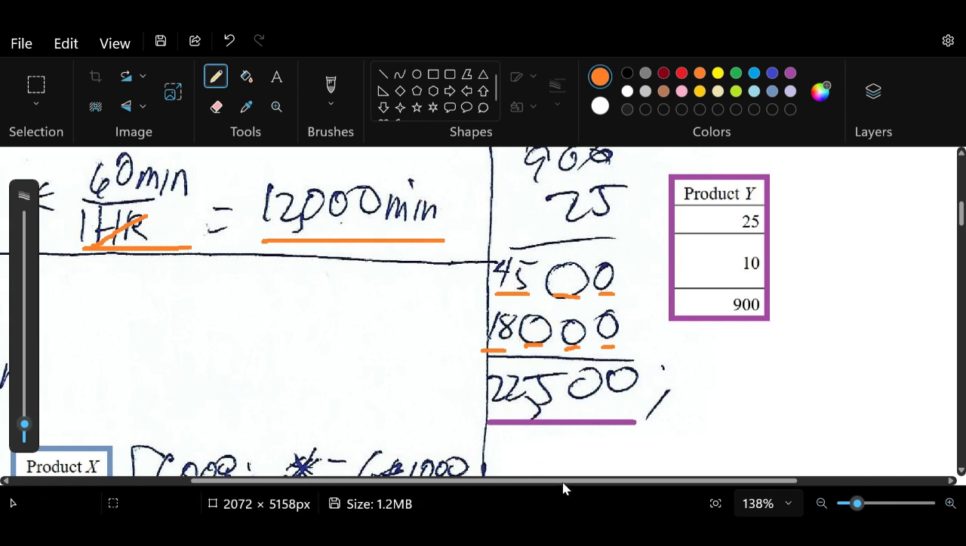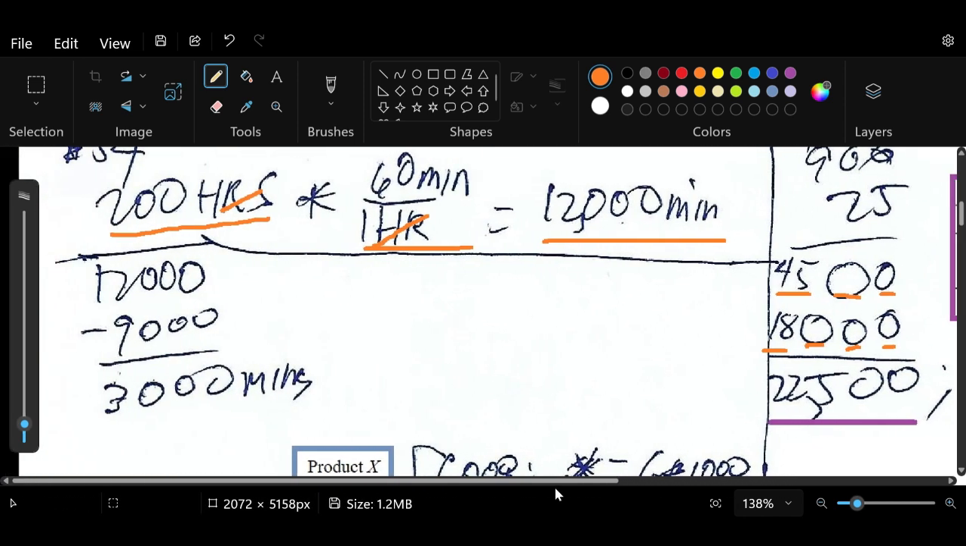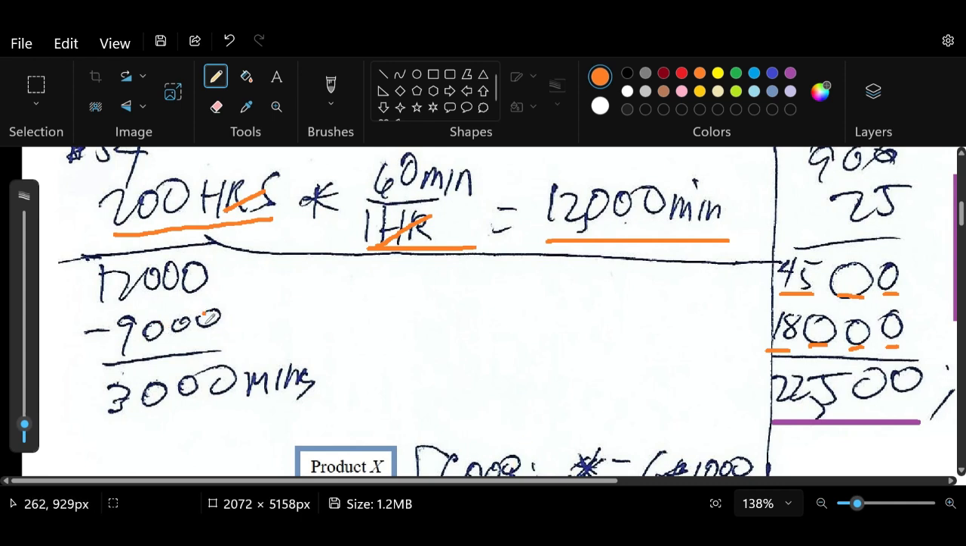If that's the amount of money that we can make, we need to know next how much time we have used up. Per unit we need to spend 10 minutes. So that's simply the maximum 900 times 10, which is why we get 9,000, and that's why I have 9,000 here. We subtract 9,000 from 12,000, and the remaining amount of time that we have left is 3,000.